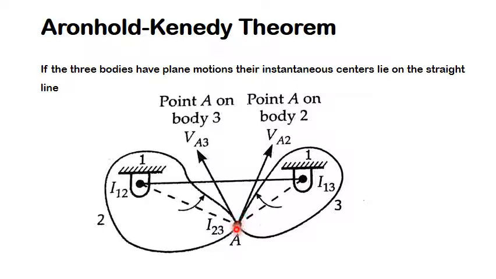If you measure the velocity of point A with respect to link 3, that will be a velocity which is tangential to line I13 and A, which is shown as VA3. Similarly, if you measure the velocity of point A with respect to link 2, that will be a velocity which is perpendicular to line I12 and I23. And if you see, both VA2 and VA3 are not the same. They are different in direction and they may be different in magnitude also.